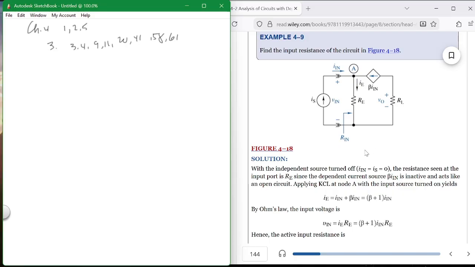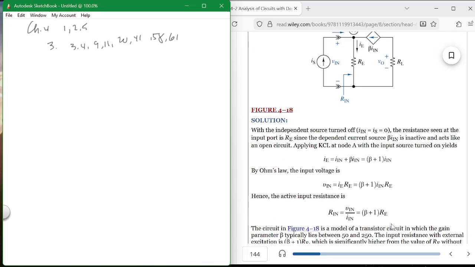Okay, so I have a dependent source with the independent source turned off, IS equals 0. The resistance seen at the input is RE, since the dependent current source is inactive and acts like an open circuit. Applying Kirchhoff's current law at node A with the input source turned on yields this. By Ohm's law, the input voltage is this, therefore the input resistance is this. Okay, that's how you find R Thevenin.